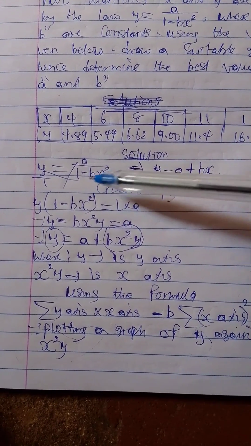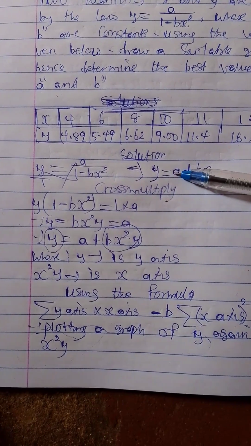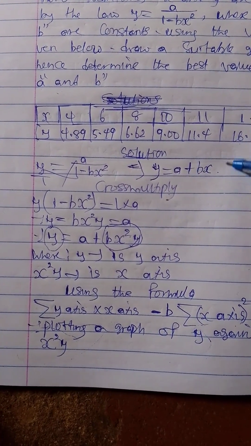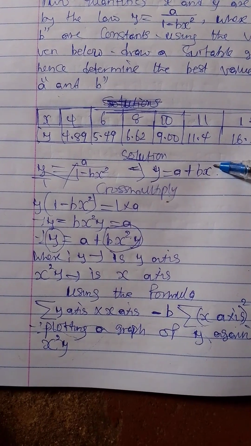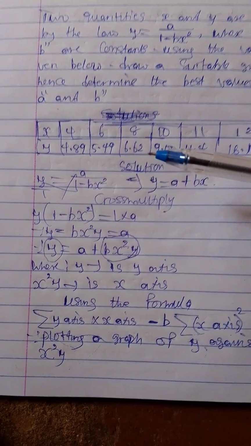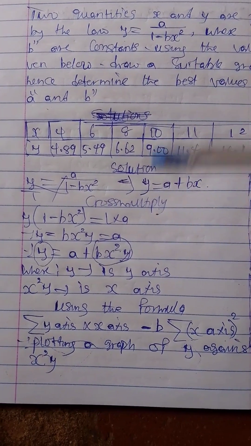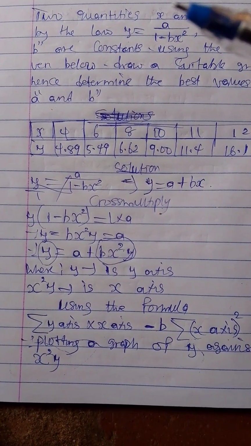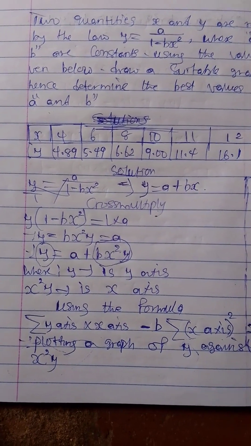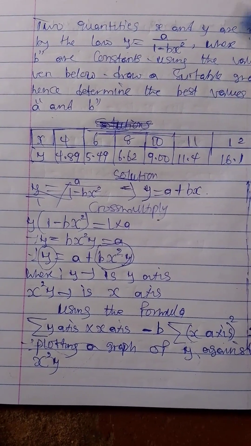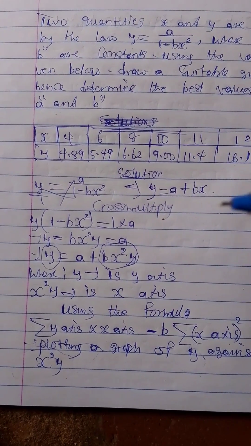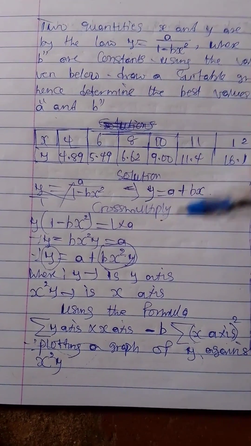So we have to make this law to be in the form of this. It must be in the form y equals a plus bx, where this is x axis, this is y axis, and a is the constant. Always know that in some curve fitting, y must stand alone, or y can contain only x and no constant. And always know that x must contain a constant.